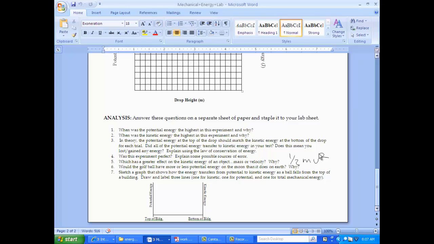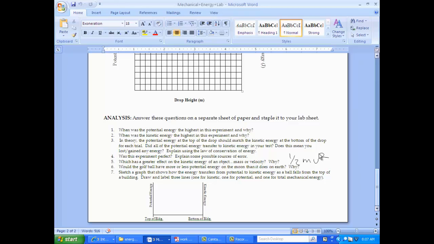I heard some mass, I heard some velocity. Which one, guys, if you plug a number into this formula, if you plug a number in for mass, you plug a number in for velocity, which one's going to have the greatest change? Velocity, yeah. Because velocity is squared. So wherever the velocity is, you're squaring that. So velocity has the greatest effect on kinetic energy.